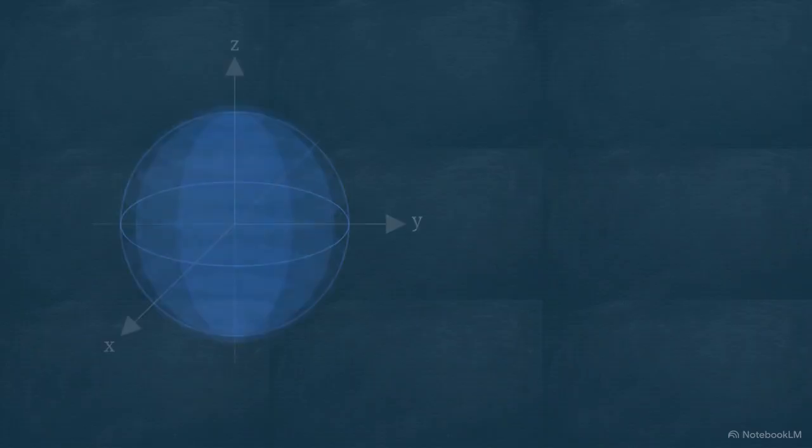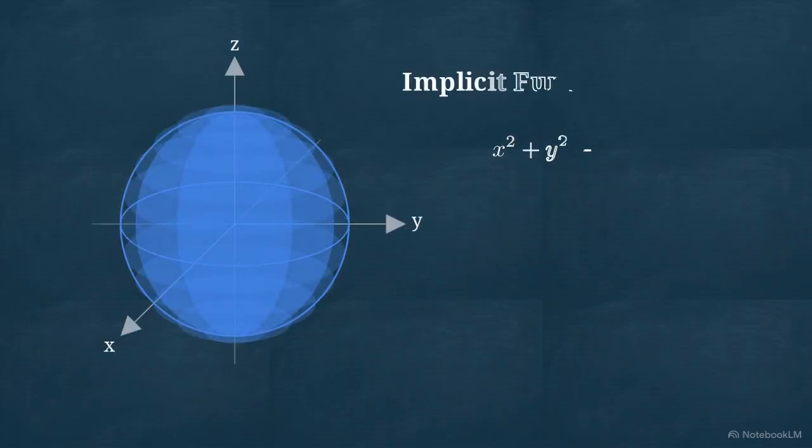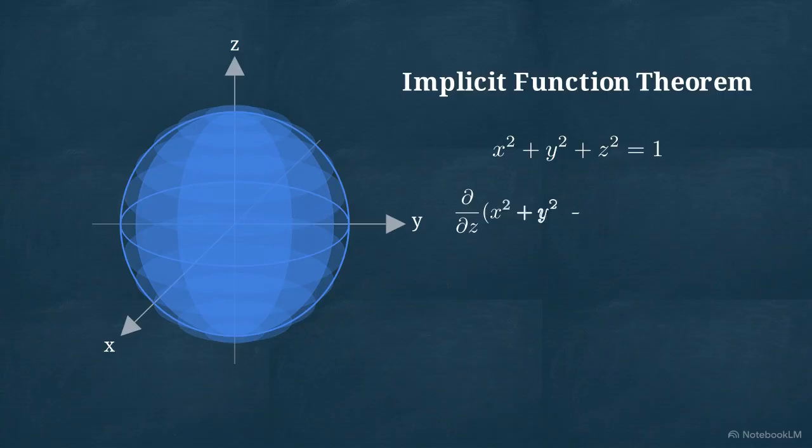To see how this dictates geometry, let's test the equation of a 3D sphere. x squared plus y squared plus z squared equals 1. To solve for the vertical axis, z, we calculate the partial derivative with respect to z. The result is 2z. Rudin's hypothesis states we can extract a valid local function for z anywhere on this sphere, provided the derivative, 2z, isn't 0.